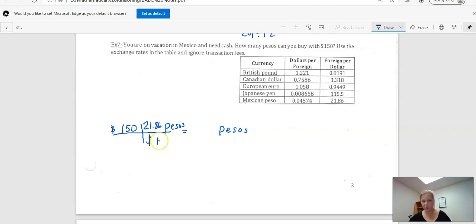If we wanted to, we could put a 1 down here. We don't have to. So we would say 150 times 21.86, and that ends up being 3,279 pesos. And we could divide by 1 if we want to, but you need to realize that the dollars are going to cancel out. That's the important part. Okay.